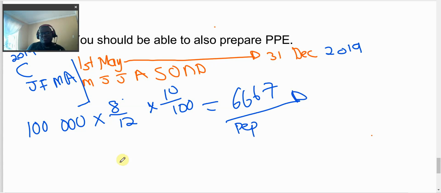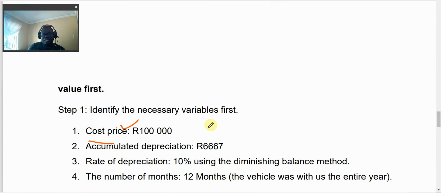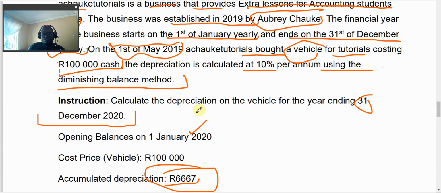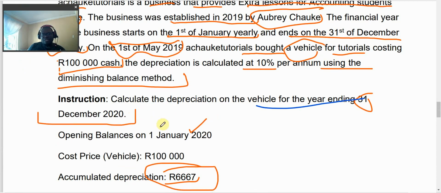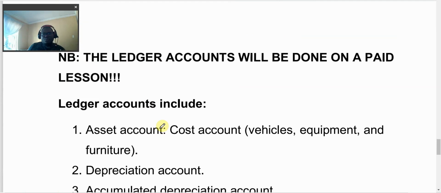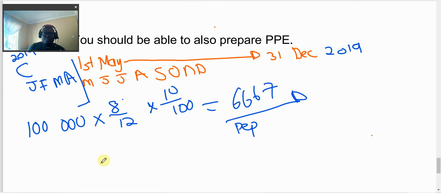Now we have to come to the 2nd year. The 2nd year, that's where we will currently be when we close our books for that particular year. So if you check, they said we must calculate depreciation for the year ending 31 December 2020. So, and then if you check, we were not given any information about buying something.